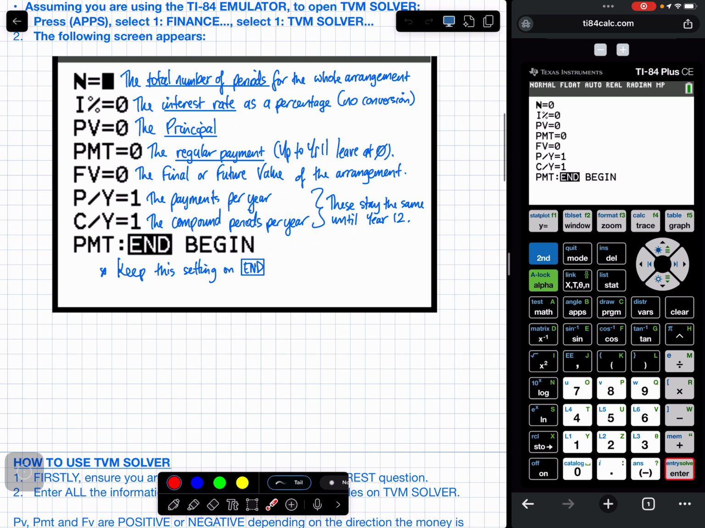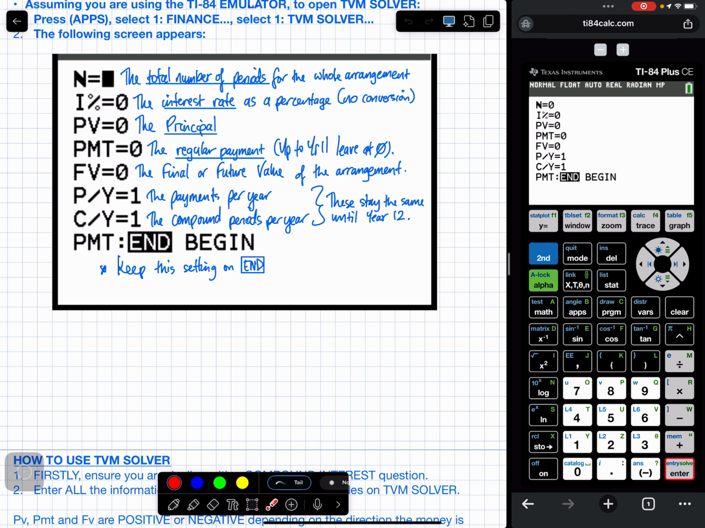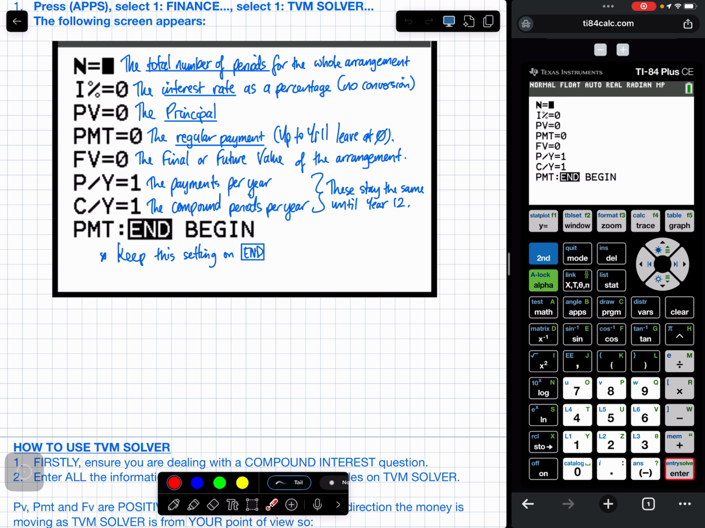PY and CY. PY is the payments per year. CY is the compounding periods per year. For your year level, those numbers, PY and CY, will always stay the same. Leave PMT as 0. Can you see our 0 is highlighted? Leave that at 0. We never change that.